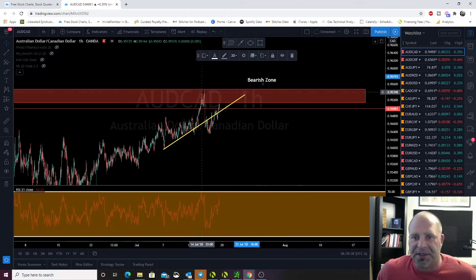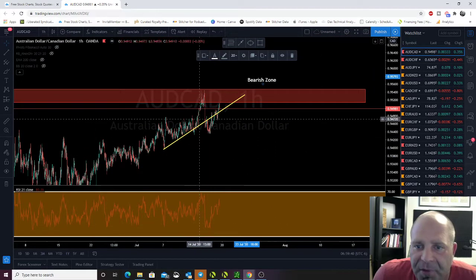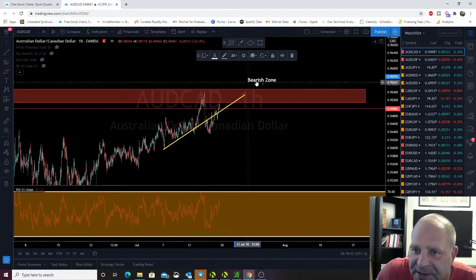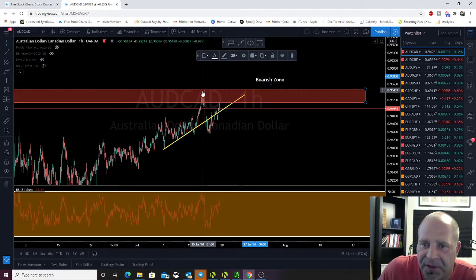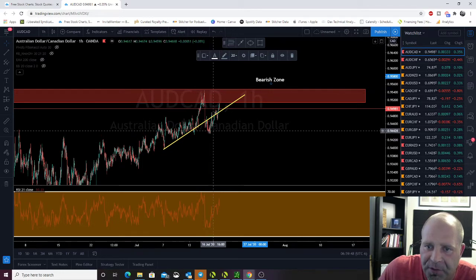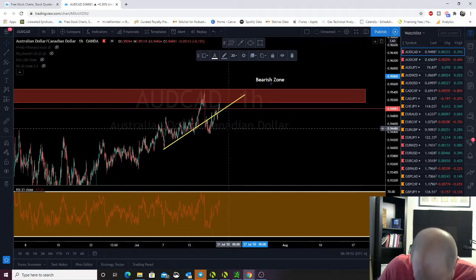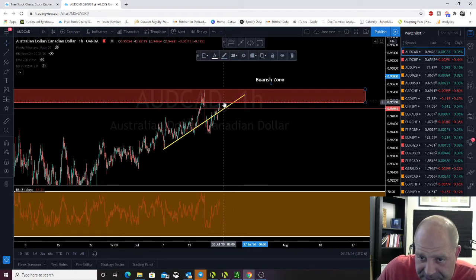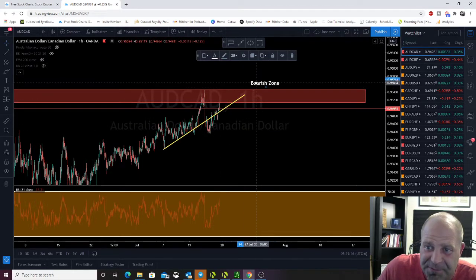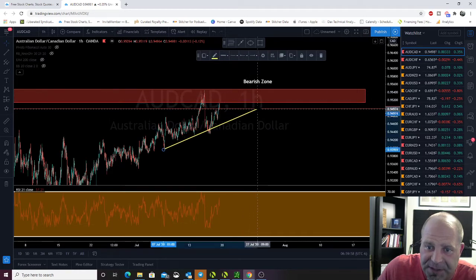So, guys, you can see last week where price shot up, tested the backside of our bearish zone, and man, we got a nice, good bearish drop. Well, guess what? We're testing that again. And I'm going to be looking for price. If he comes up into this bearish red, I'm going to be looking for a sell.